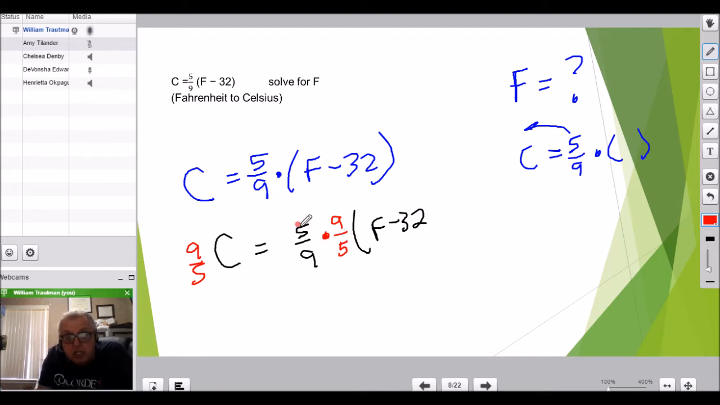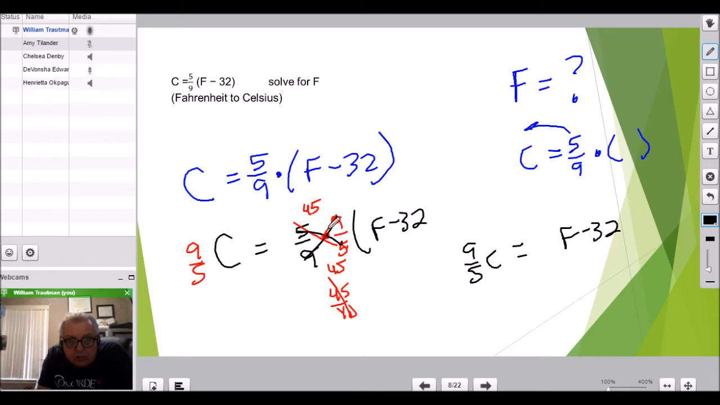And if you look, 5 times 9 is 45. 9 times 5 is 45. 45 divided by 45 is 1. You see, it cancels out. Everything cancels out. And I'm left with, sorry, I'm running out of room, and I'm writing sideways again. This is what I'm left with. So I have 9/5 C on the left-hand side, and I have F minus 32 on the right-hand side. You see, because this all canceled and turned into 1.